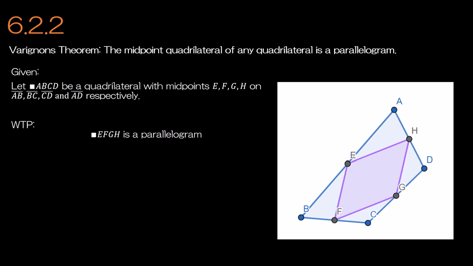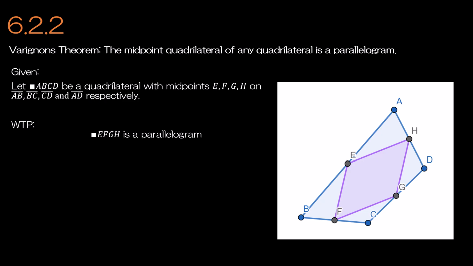So for our first proof, we are going to prove that that midpoint quadrilateral is in fact a parallelogram. As you can see, I have the exact same picture we constructed together. Let quadrilateral ABCD be a quadrilateral with midpoints EFGH on AB, BC, CD, and AD respectively. We're trying to prove EFGH is a parallelogram. So how are we going to go about doing this?